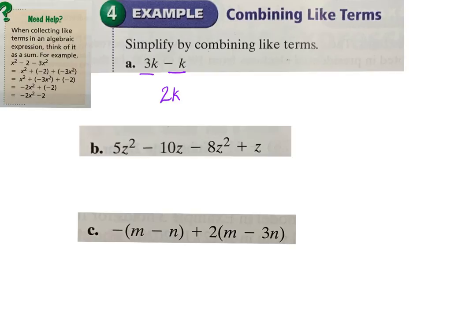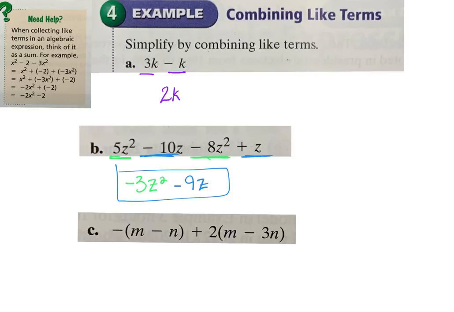B, my like terms. My like terms here are 5z squared and negative 8z squared. Notice I pulled that negative in front because that's what I'm going to use, okay? So 5 minus 8 is negative 3. And then my next set of like terms is negative 10z, positive 1z. Negative 10 plus 1 is negative 9z, and that is my answer. Just combining like terms here, okay?